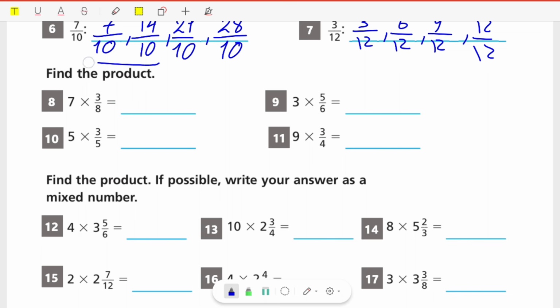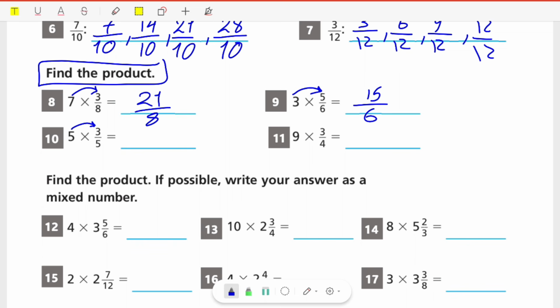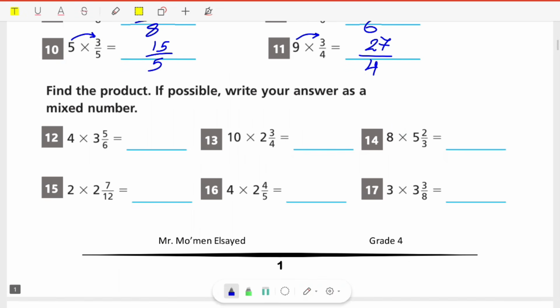Find the product. Once he said find the product, you are free to write it in a bad form or a good form. Both of them will be correct. So we're gonna multiply 7 times 3 equals 21 over 8. 3 times 5 equals 15 over 6. 5 times 3 equals 15 over 5, and 9 times 3 equals 27 over 4. That's pretty easy, right? Let's go to the next one.